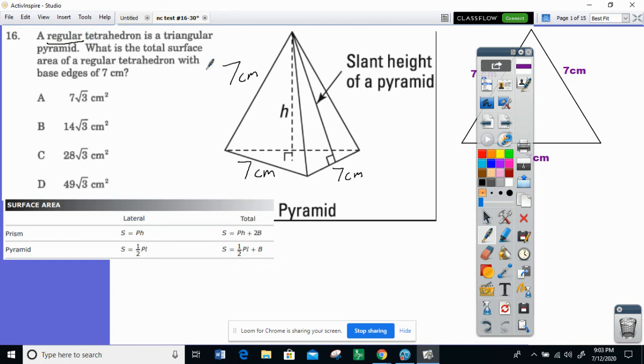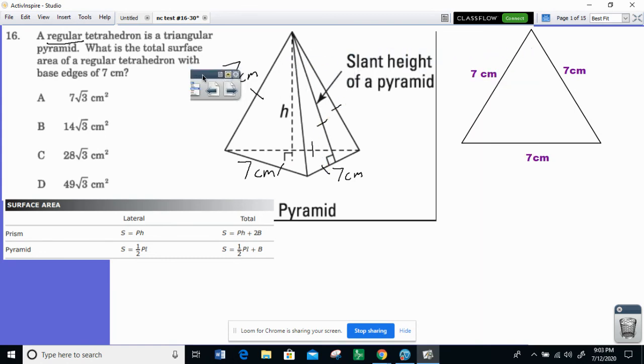Number 16 says a regular tetrahedron is a triangular pyramid. What is the total surface area of a regular tetrahedron with base edges of 7 centimeters? Well, we saw this in a question in the last video, but to be regular means that all the side lengths are the same. So a tetrahedron is a three-dimensional object.